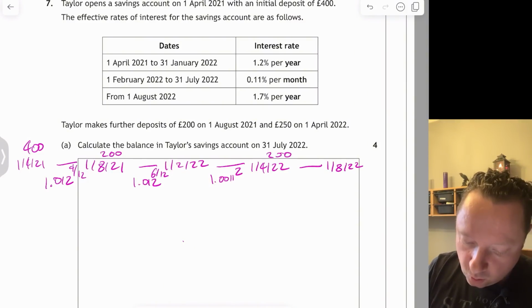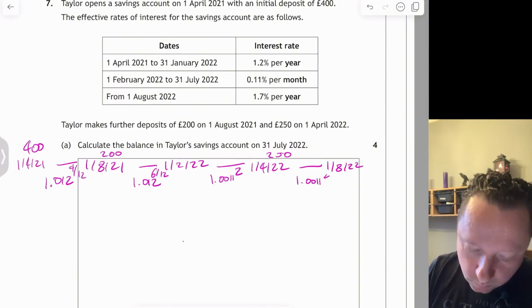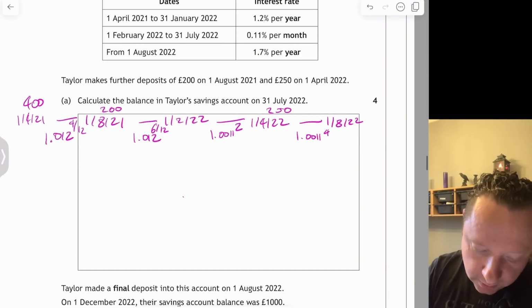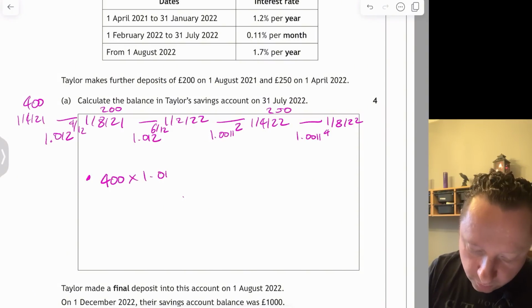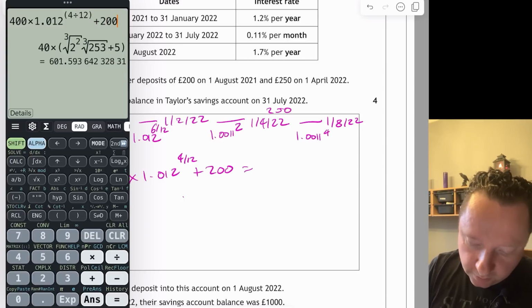And that is also 1.0011. And the number of months between there is 4. So now we can just start working on this. 400 times 1.012 to the power of 4 twelfths. Then we add 200. Plus the 200 is 601.59.